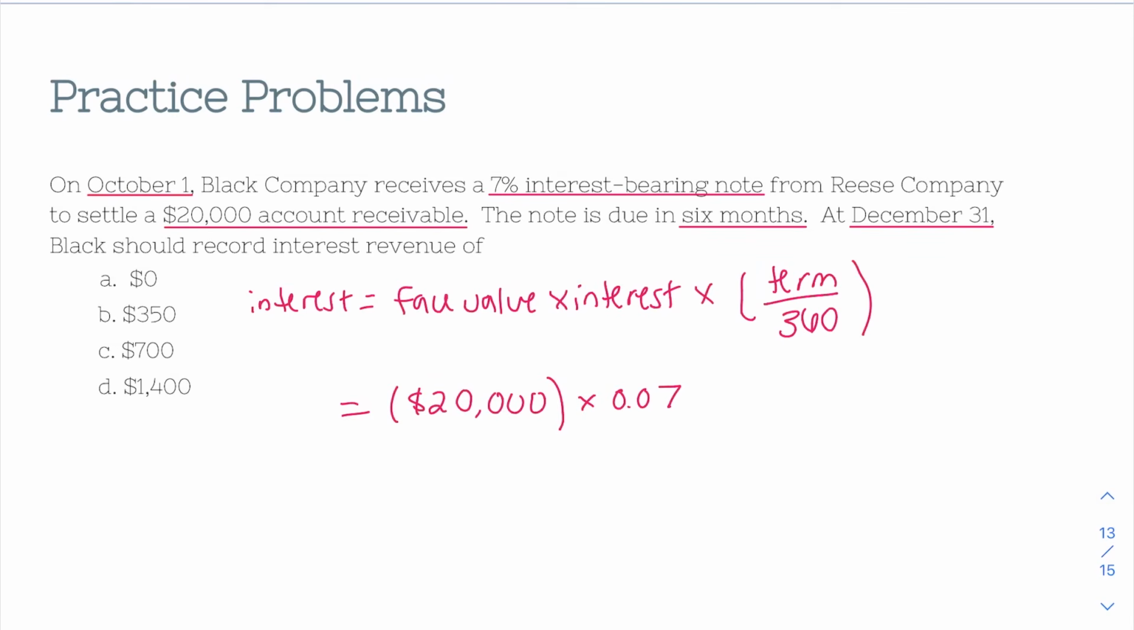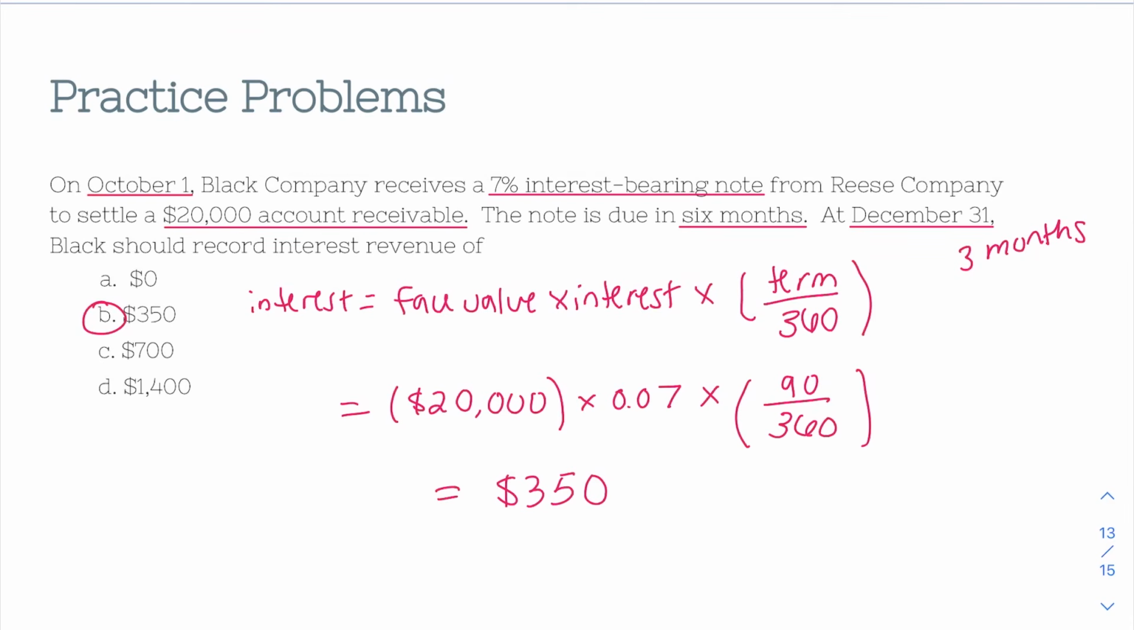So October to December 31st is going to be 3 months because you've got October 1st to the end of October is 1 month. Then you've got the beginning of November to the end of November is another month. And then the beginning of December to the end of December is another month. So 3 months. So if we're doing a little estimating, that's going to be 90 days for the 3 months divided by 360. And that is going to get us $350 in interest.